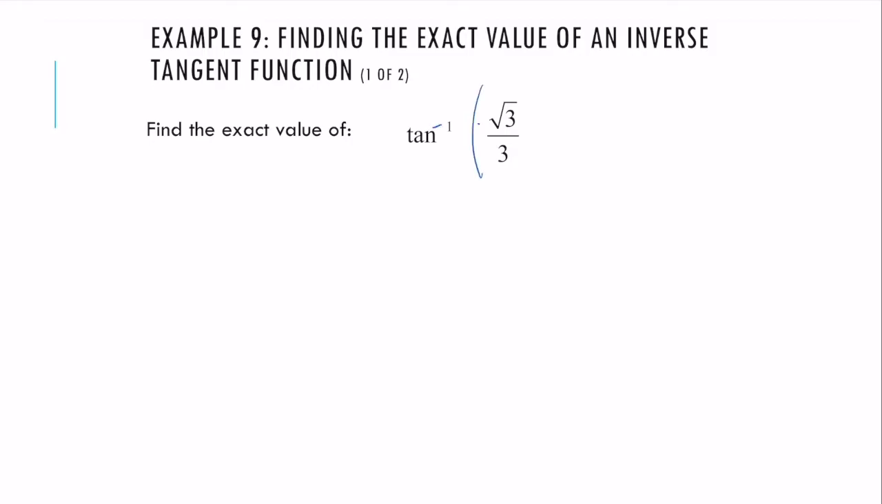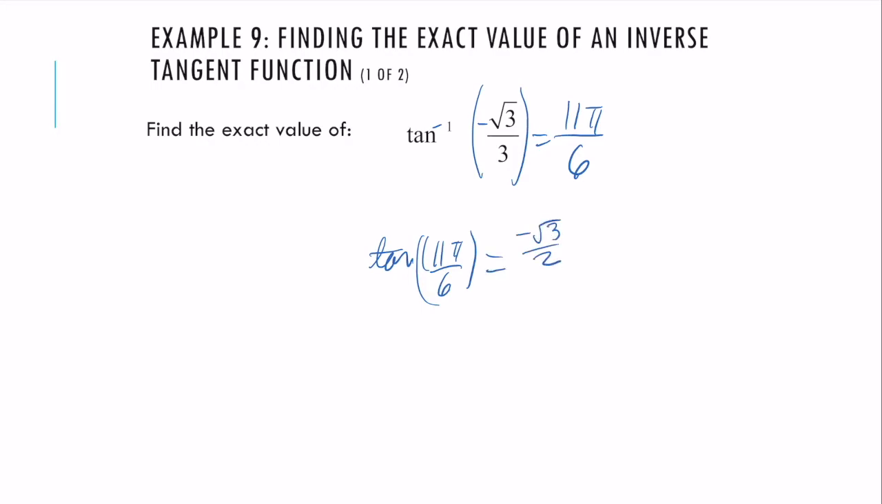If I want to take the inverse tangent of negative square root of 3 over 3, I'm going to have to look at the unit circle and figure out where I get negative square root of 3 over 3. That's actually going to be at 11 pi over 6, because at that point, the tangent is y over x, negative 1 over 2 divided by square root of 3 over 2. I did the exact same thing in the real class.